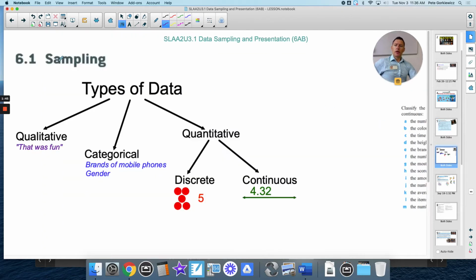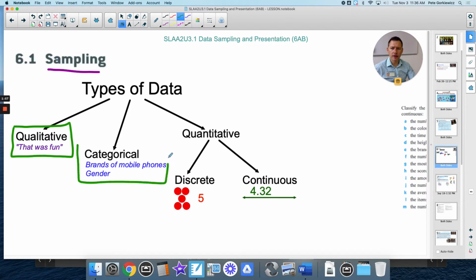All right, when we are sampling, when we're taking data, there's different types of data that we can take, and one is qualitative data, which is like how you feel about something or the quality thereof. Categorical data is like a category, a brand maybe, and quantitative data is with numbers. We're going to focus mostly on quantitative data. Mathematicians like quantitative data with numbers.